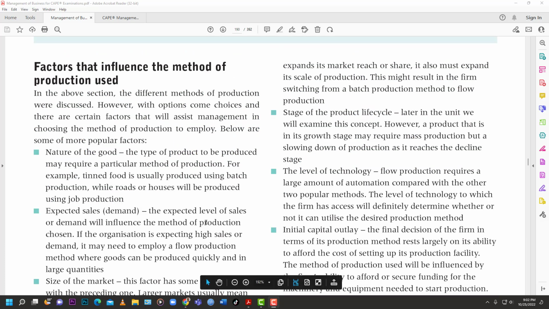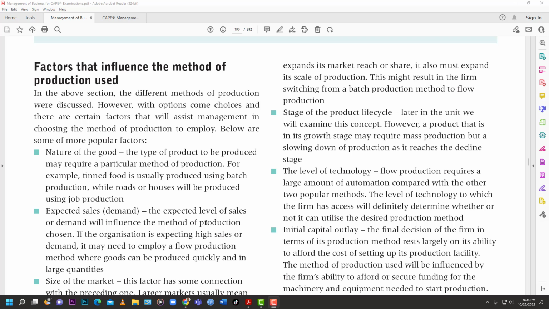So let's look at some factors that can influence the method that the firm decides to choose in terms of production. So factors that influence the method of production used, right? So remember, scarcity: resources are not infinite, and so you have to choose the method of production that best serves that particular firm. So let's go to the nature of the good.